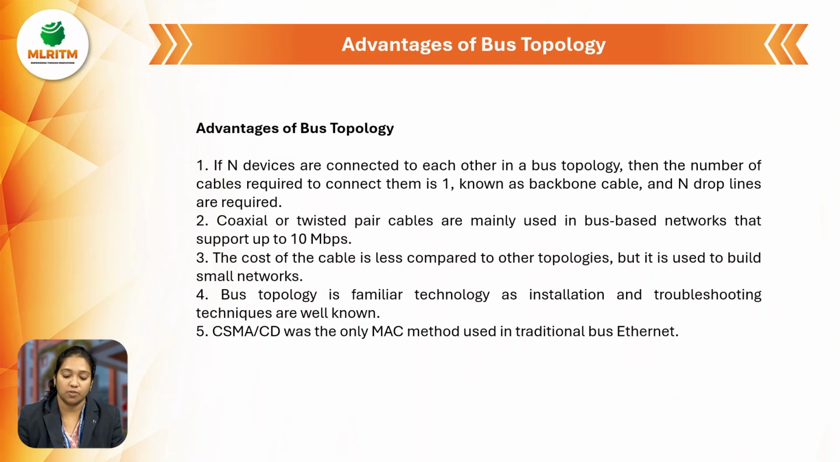Next one, the advantages of bus topology. First, if n devices are connected to each other in a bus topology. Second, coaxial or twisted pair cables are mainly used in bus-based networks that support up to 10 Mbps. The cost of the cable is less compared to other topologies, but it is used to build small networks.